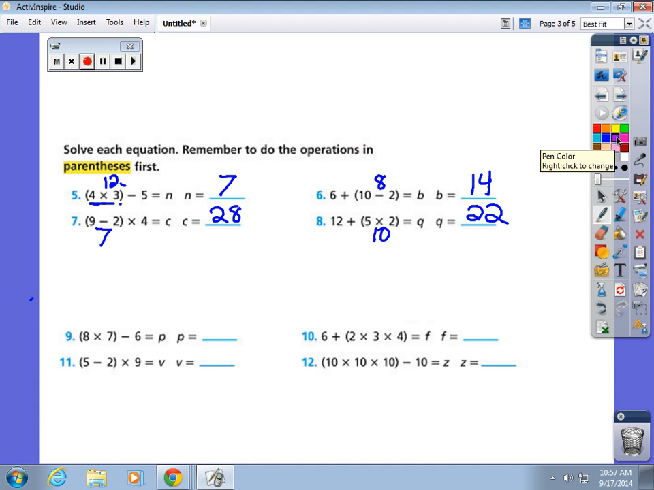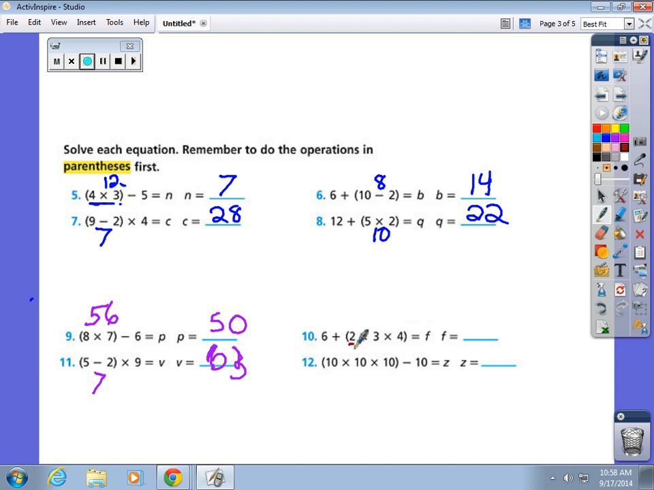Switching down to the bottom. 8 times 7 minus 6. This parenthesis has a value of 56 because 7 times 8 is 56. 56 minus 6 gives me a value of 50. 5 minus 2 is 7. 7 times 9 is 63. That is sloppy. That is not cooperating. Let's try a new color. Ooh, here we go, number 10.